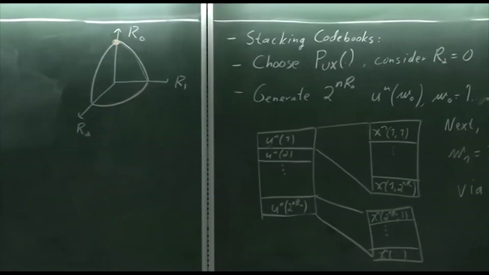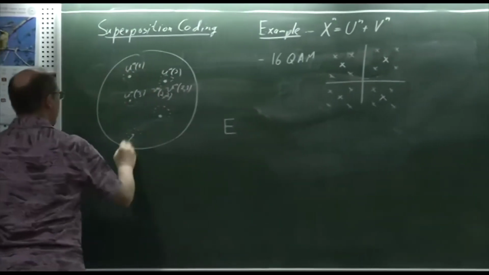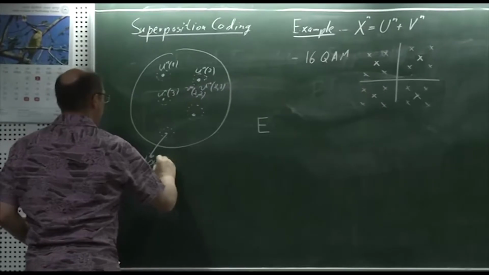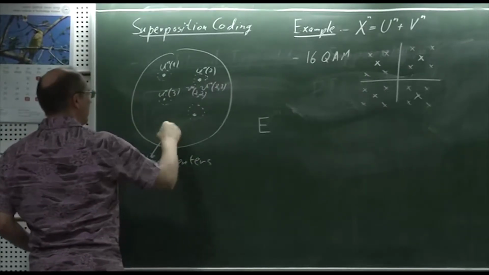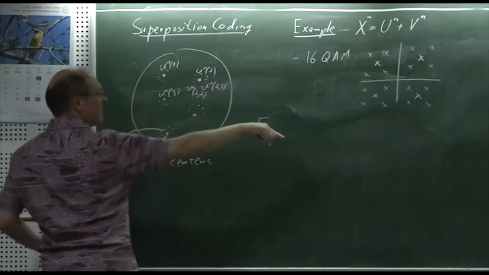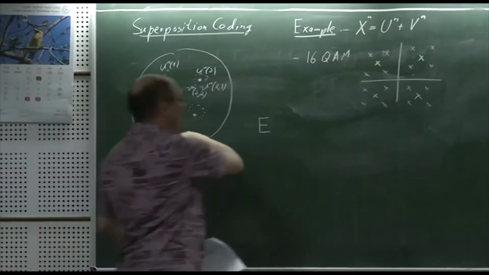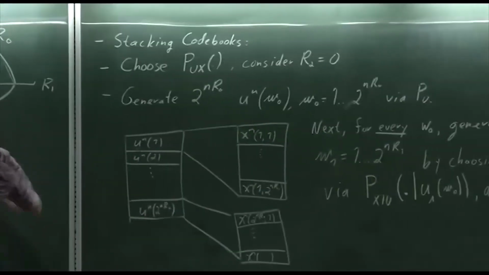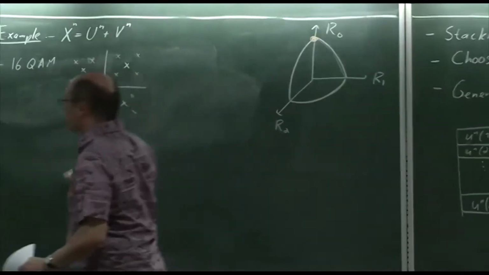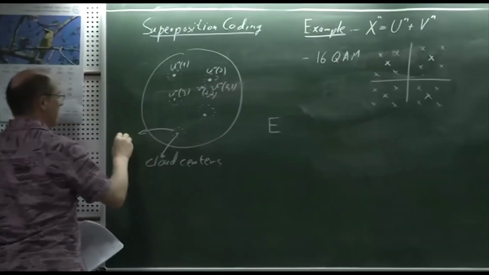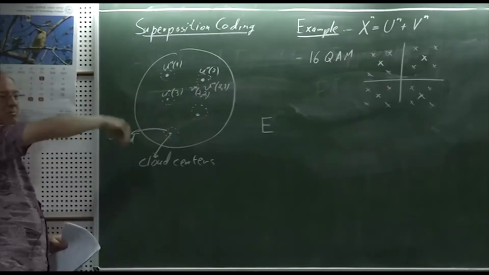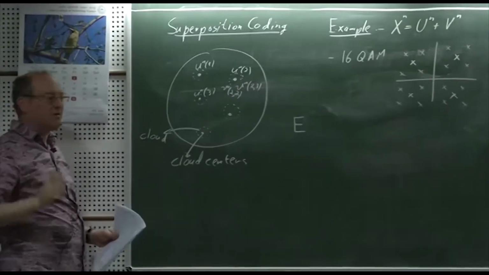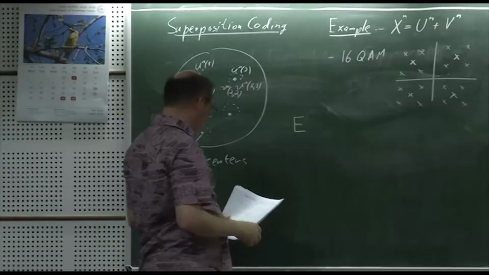Okay? But this is the formal construction. And now, of course, we want to talk again about how the encoder works. Anyway, I should have said cloud centers. Around every cloud is the set of V's. The X's are these guys, and anyway, this is the cloud. If you look in Tom Cover's paper, you'll see a picture like this. It's an intuitive picture.